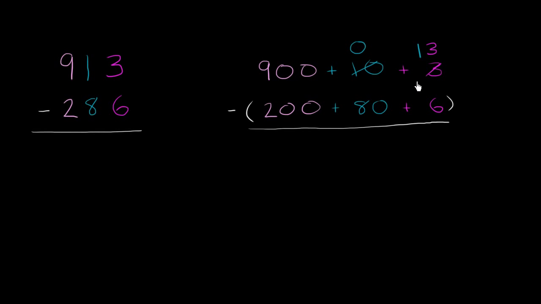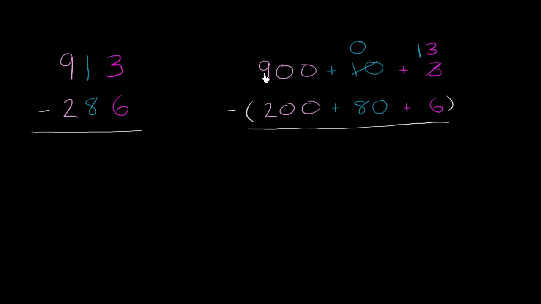Notice, I haven't changed the value. 900 plus 0 plus 13 is still 913. Now this solved the problem for the ones place. I can now subtract 6 from 13, but it made the problem in the tens place even worse. I now have to subtract 80 from 0. What do I do? Well, luckily I can go to the hundreds place.